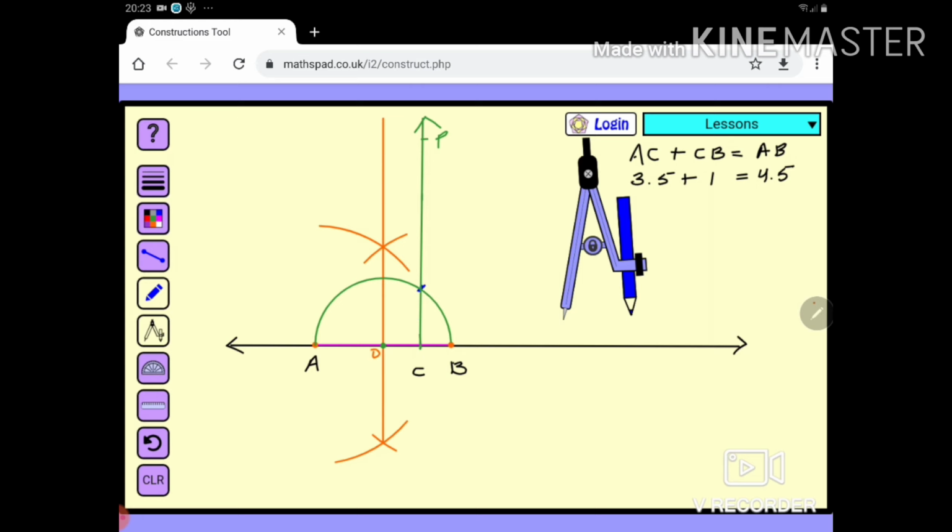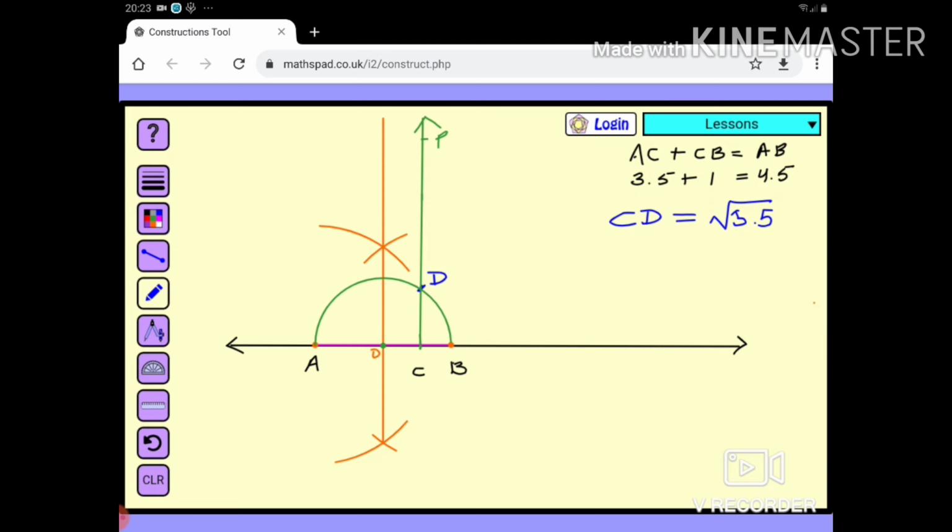So say this point is D. CD is giving you the length root 3.5. So I will be writing here CD is equal to root 3.5. And now it is a perpendicular length. Here we need to represent the same length on the number line. For that, a simple step we will be following.